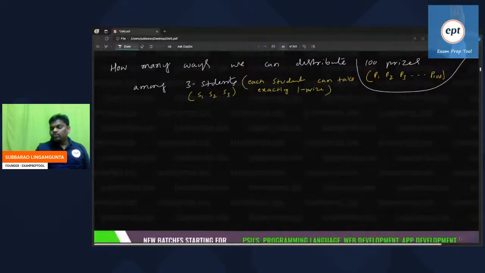Students are S1, S2, S3, and the condition is, each student can take exactly one prize. Every student can take maximum one prize, not more than one, not less than one. Which prize you will take? S1 student may take prize P100. S2 student can take prize P1. How many ways can we distribute 100 prizes among 3 students? The condition here is each student can take exactly one prize.